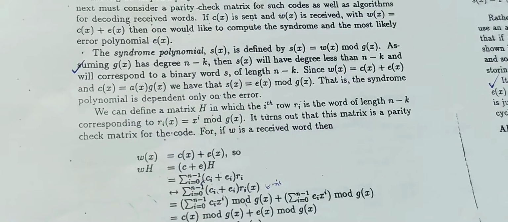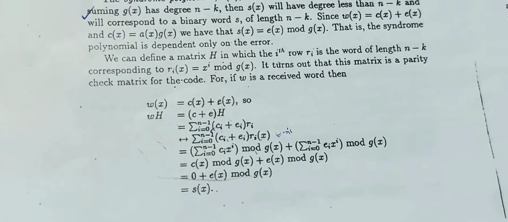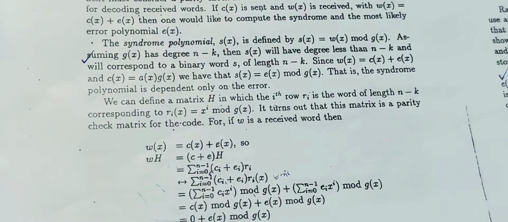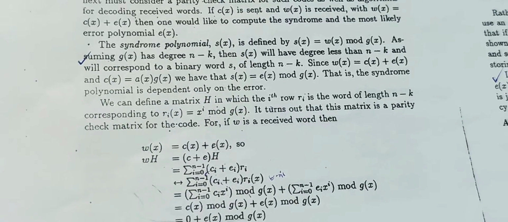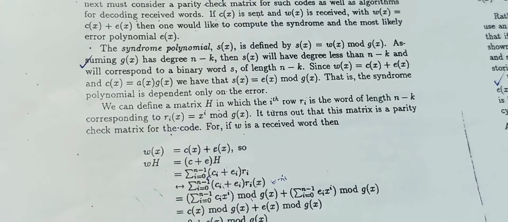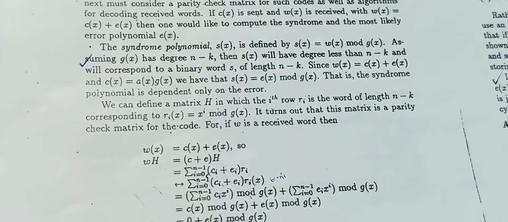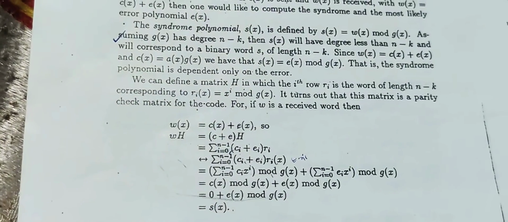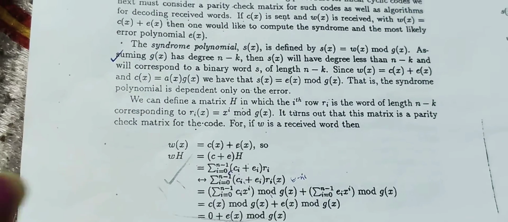It depends only on the error. So this is the reading section. We already proved that S of x is the syndrome polynomial corresponding to the binary word S. Then S of x is equal to WH, where W is the word and H is the parity check matrix. So this is the proof. It's the same proof. Just read it. Okay.